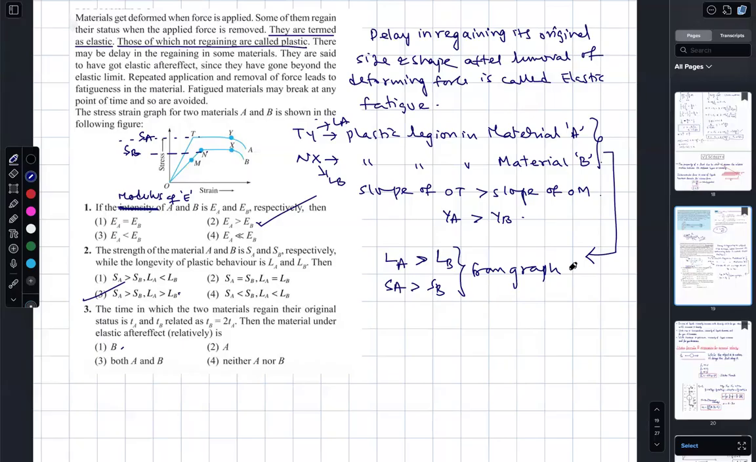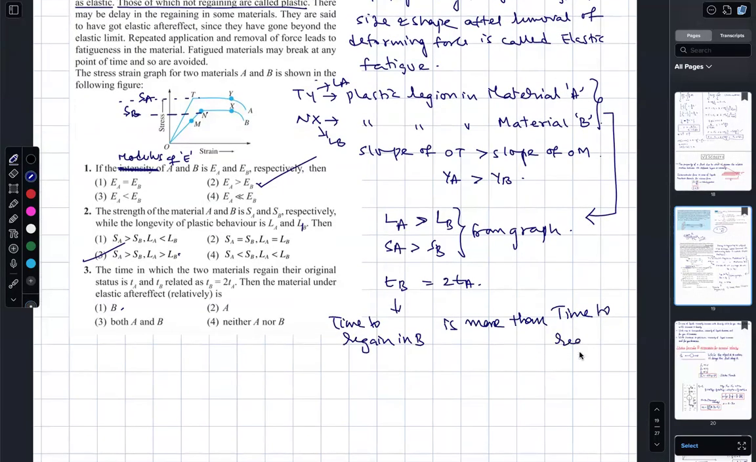The time in which the two materials regain their original status is TA and TB, related to TB is 2TA. Time to regain in B is more than time to regain in case of A. Yes.